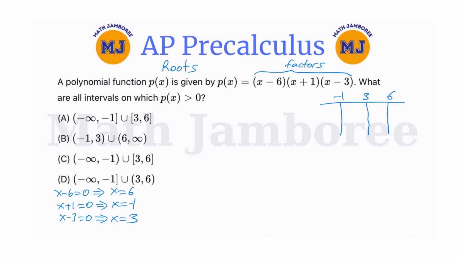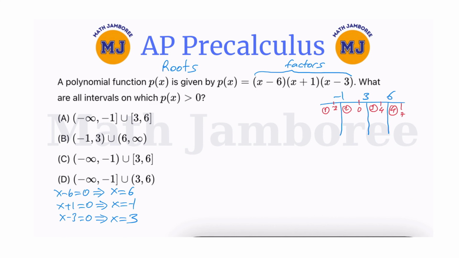So we will use some checkpoints to find out the sign of the polynomial function within these regions. These 3 roots divide the number line into 4 different regions: the first region, second region, third region, and the fourth region. To check the first region, I'm going to use negative 2. Between negative 1 and 3, I'm going to use 0. Between 3 and 6, let's go for 4. And after 6, I'm going to use 7. These are our test points.